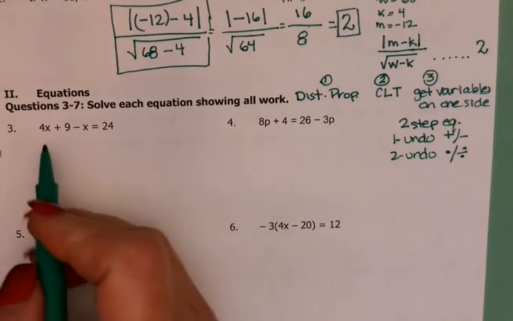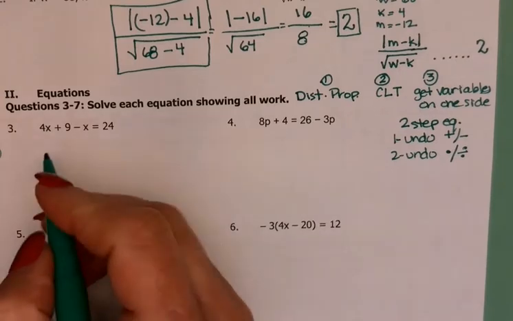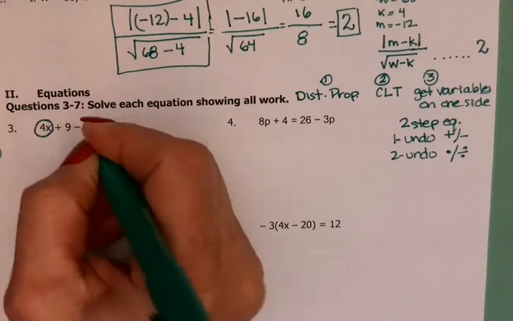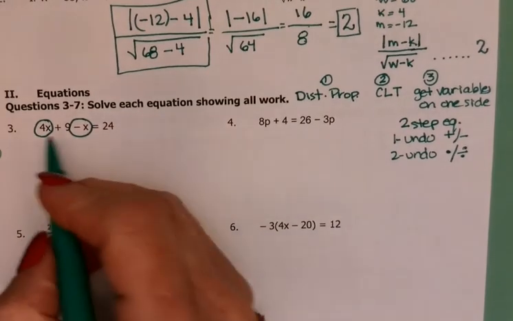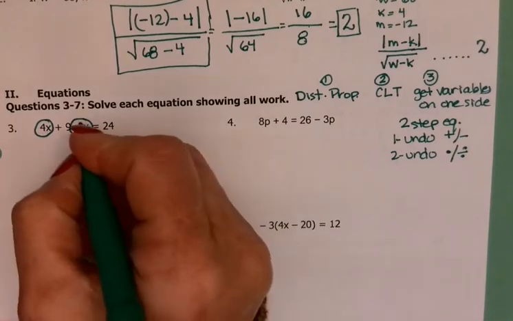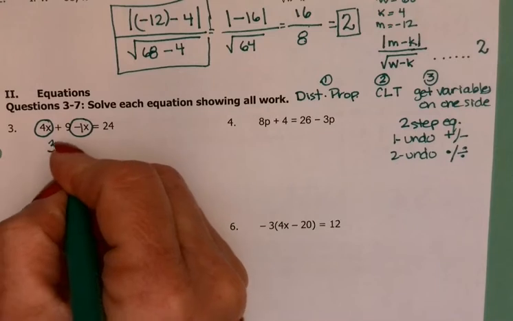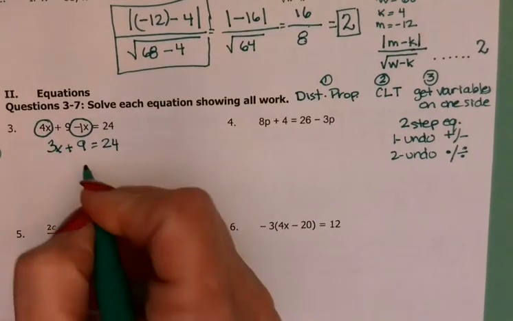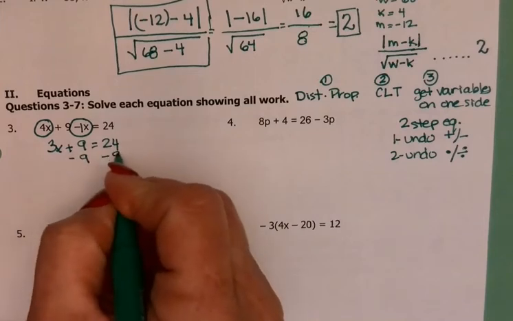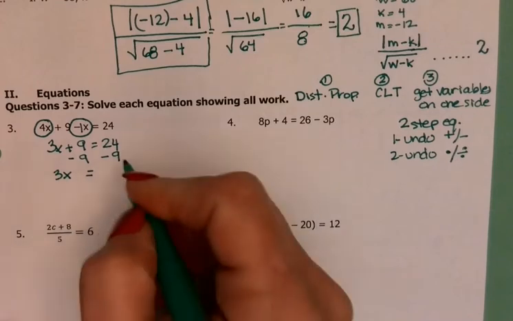So let's look at question number 3. I don't see any distributive property because there's no parentheses in the problem. So I'm going to look to collect any like terms. I see a 4x and I see a -x. Don't forget to scoop your signs. 4x minus x, that's a -1x, gives me 3x plus 9 is equal to 24. Subtract 9 from both sides, and you have 3 times x is equal to 15.